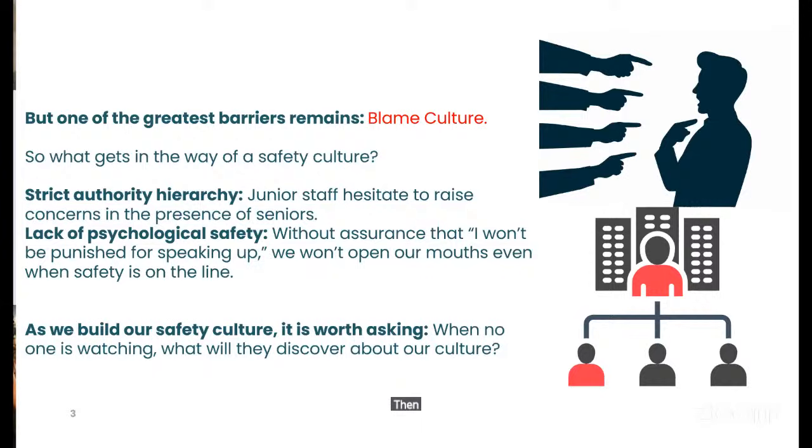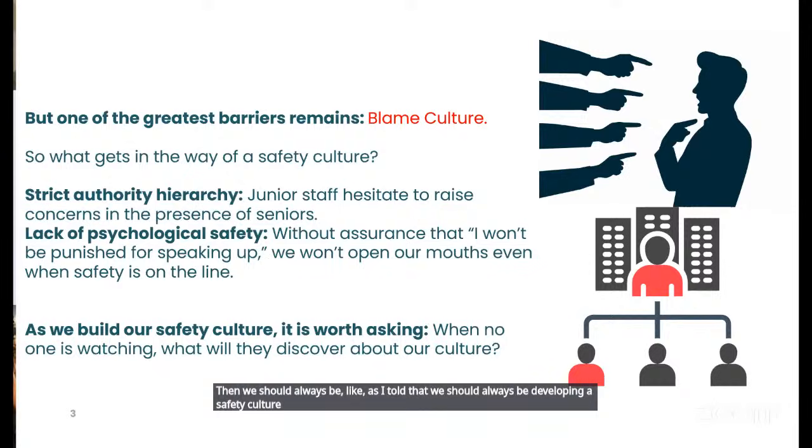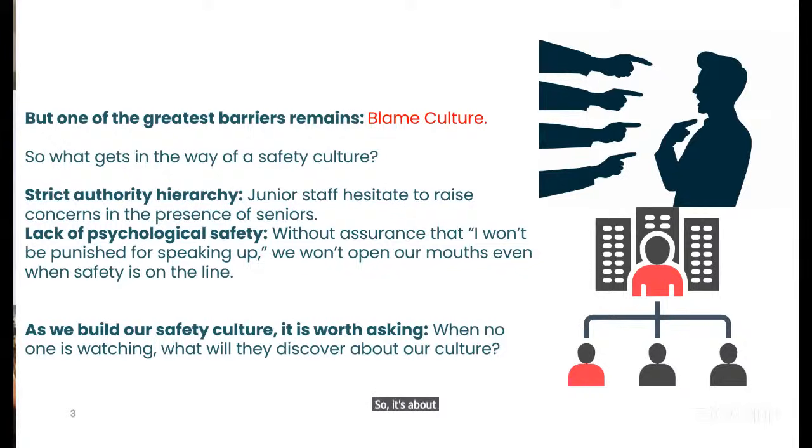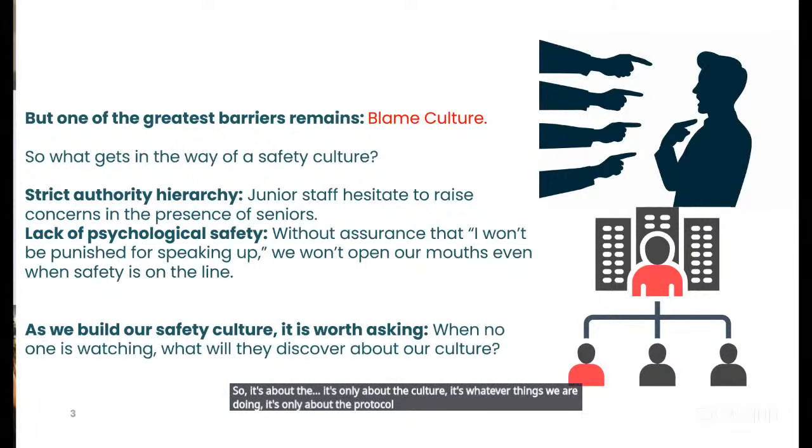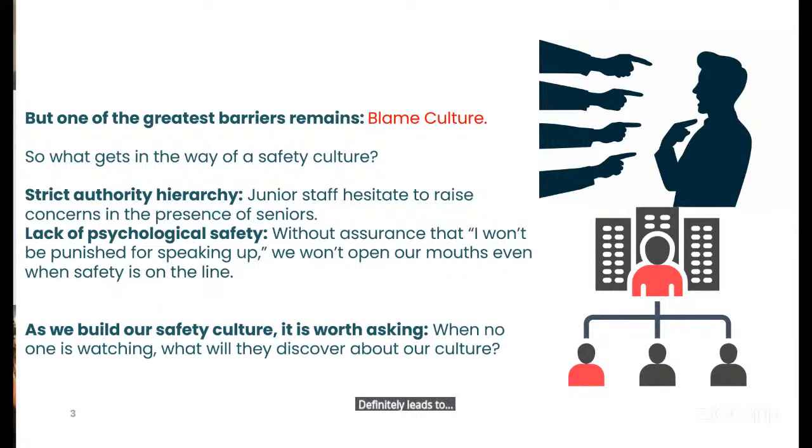As I told, we should always be developing a safety culture, which ensures that the implementation part can be covered very well. So it's only about the culture. It's about the protocols and policies, which we need to follow 100%. Any deviation from the policy or protocol definitely leads to incidents or exposures.